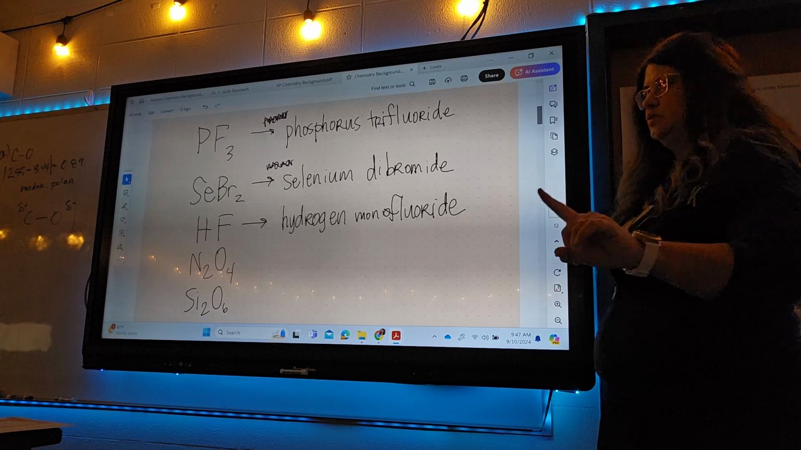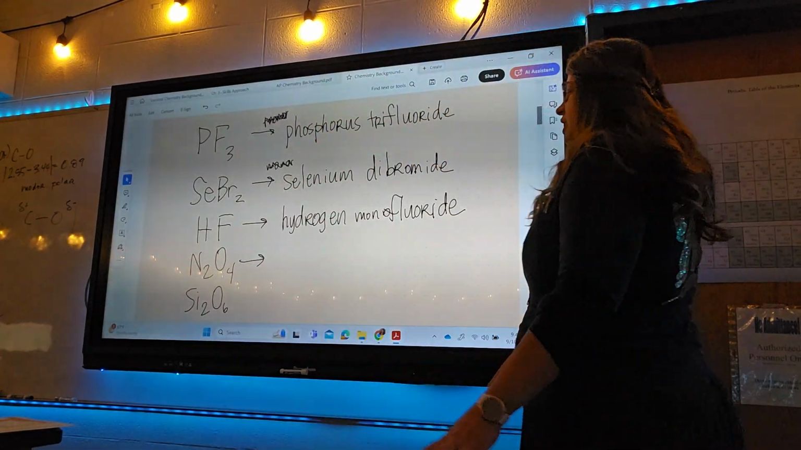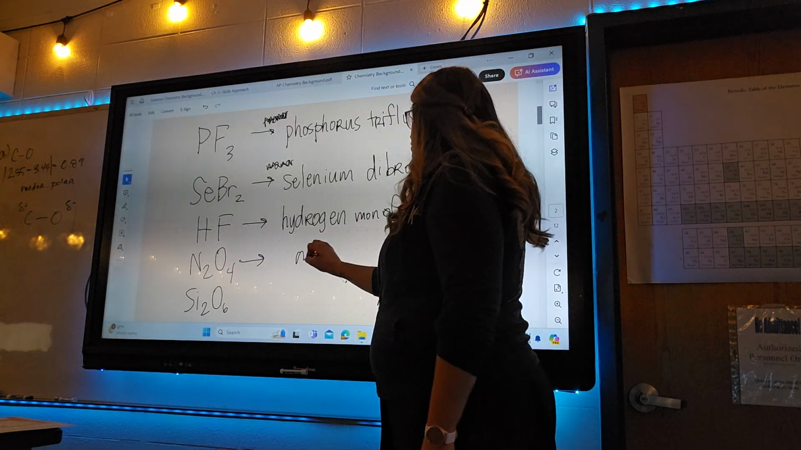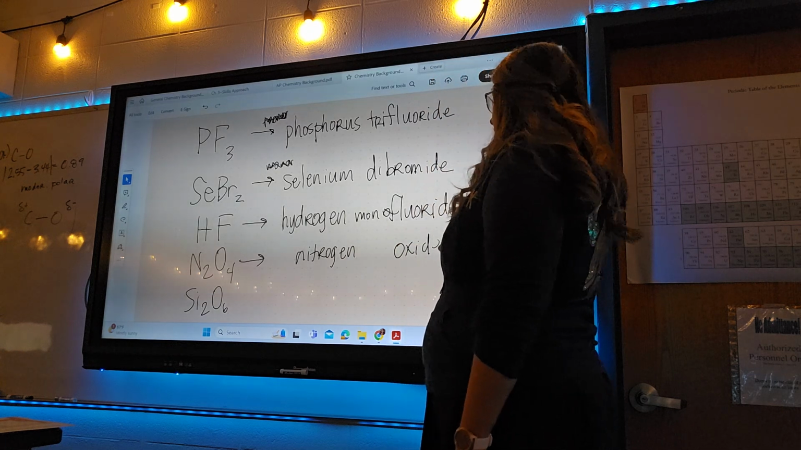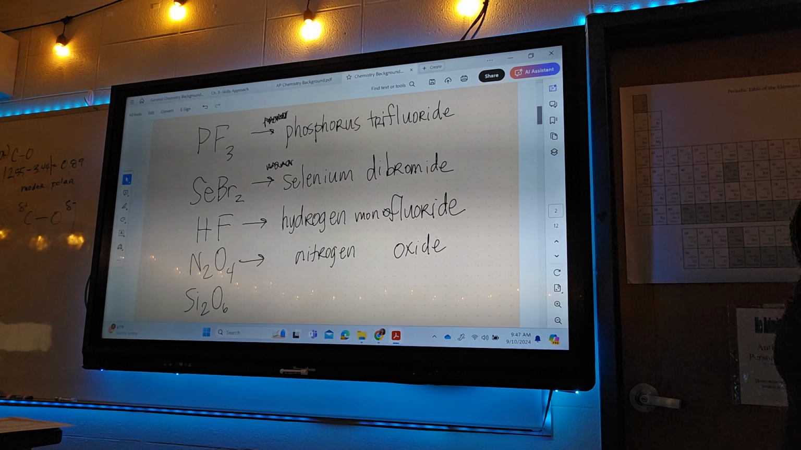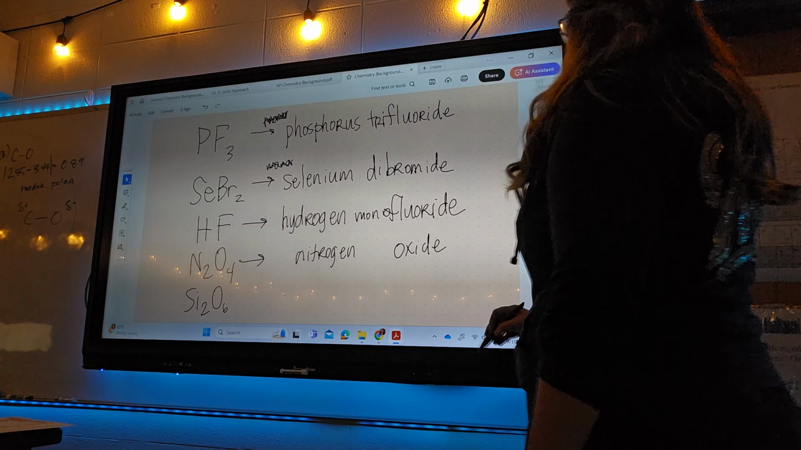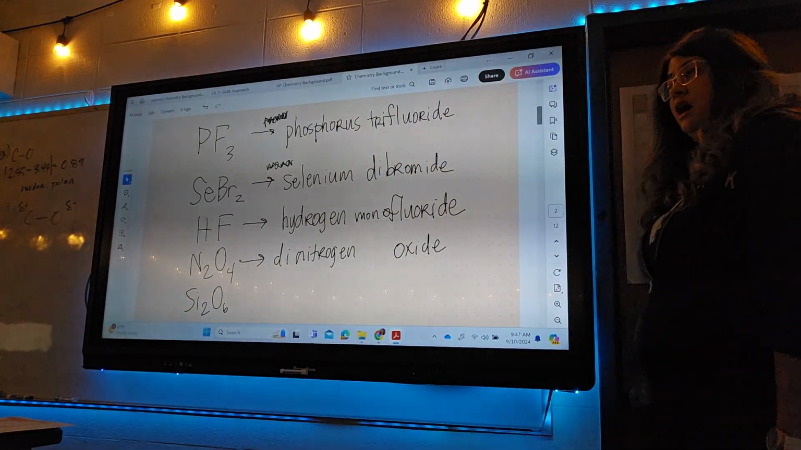Alright, now let's do the next one, because it's going to get even more complicated now. Okay, so steps A and B, nitrogen and oxygen, but I'm going to change it to oxide right away. Now, what should be the prefix for that nitrogen? It should be di. In this case, though, we don't erase it. We leave the di on.